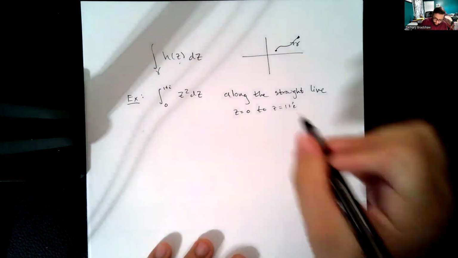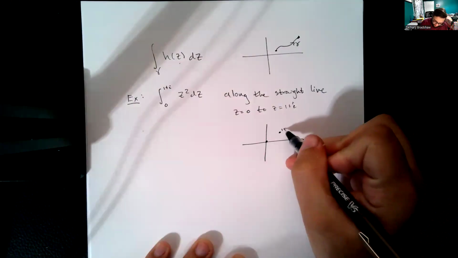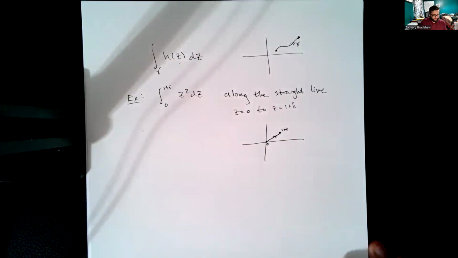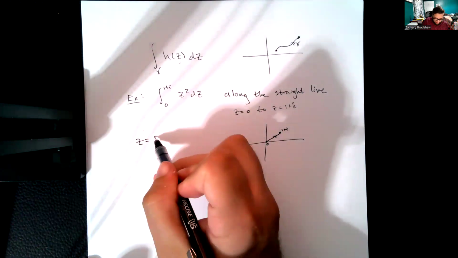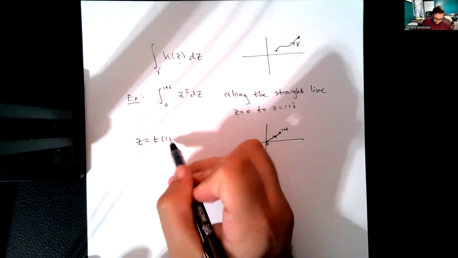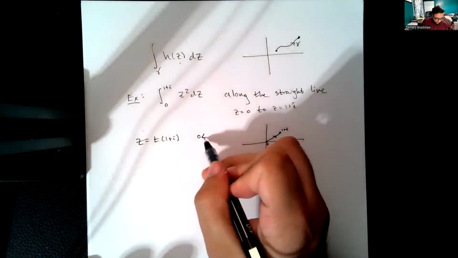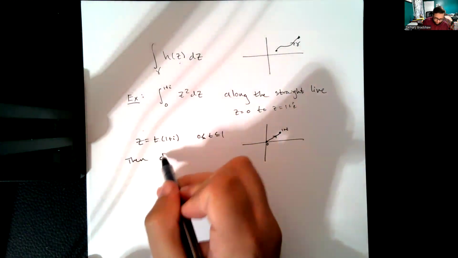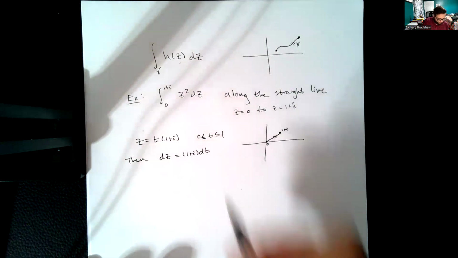Here's 0, here's 1 plus i. We're computing the line integral along this curve. Well, we can parameterize that curve pretty easily. This is just the curve t times (1 plus i), where t ranges from 0 to 1, and the differential dz is just (1 plus i) dt.